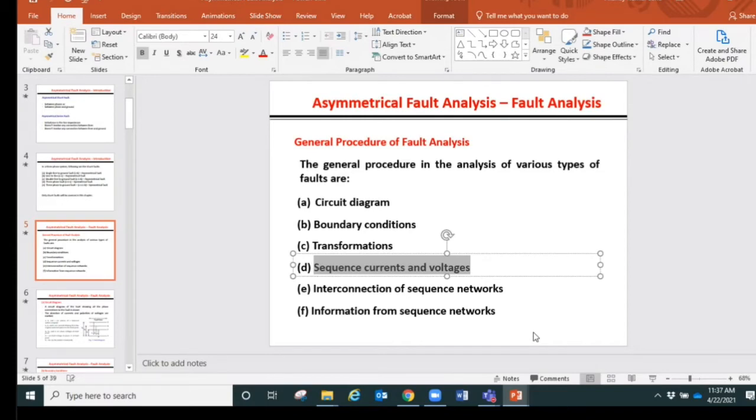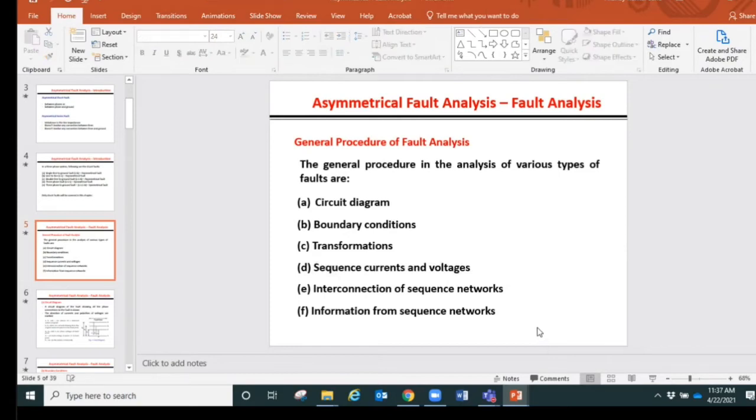Nobody is answering anything. Can you answer? V1 plus V2 is equal to V. What do you understand? How the connection, series, parallel, what is happening?